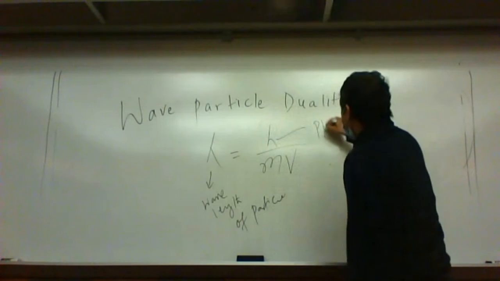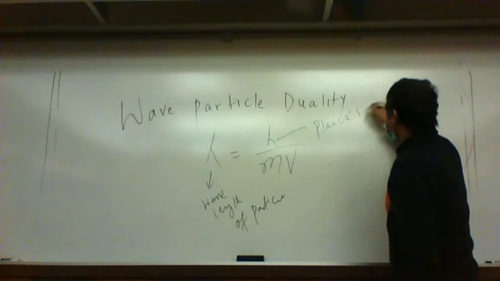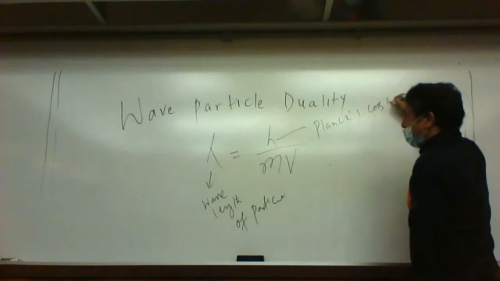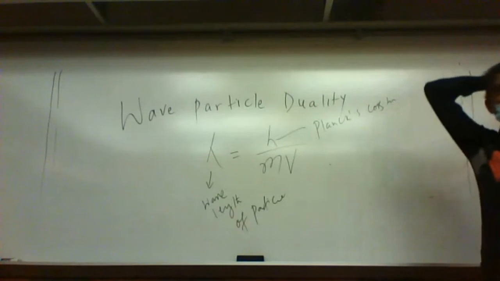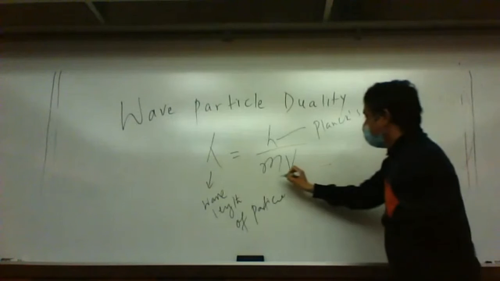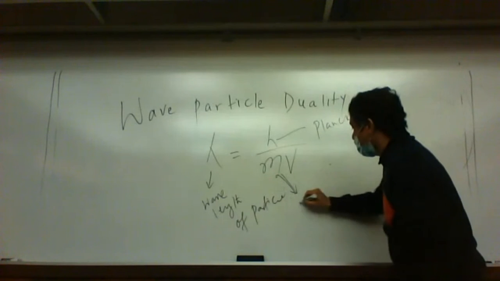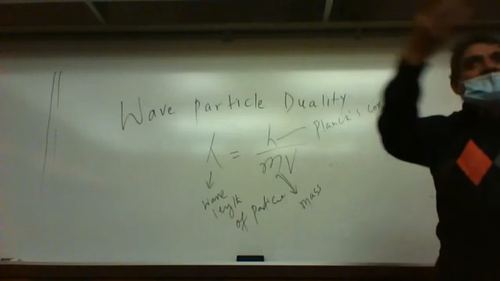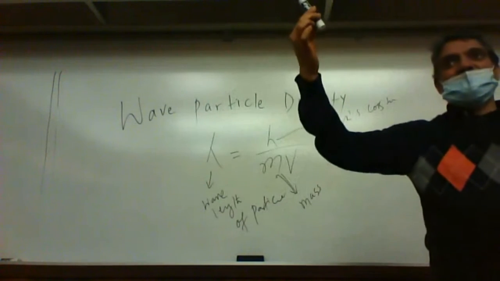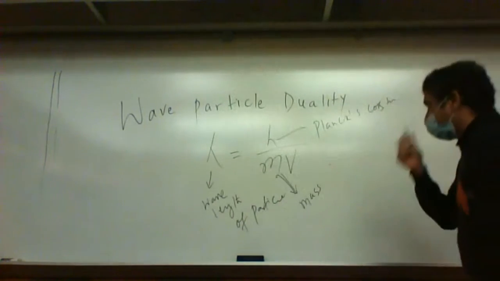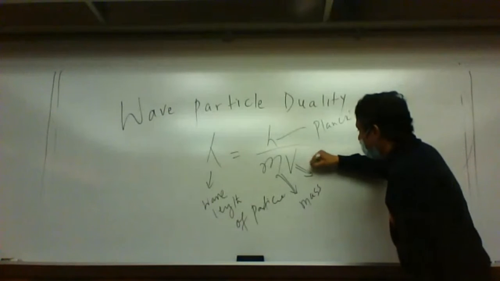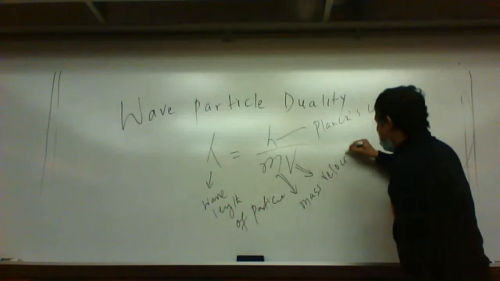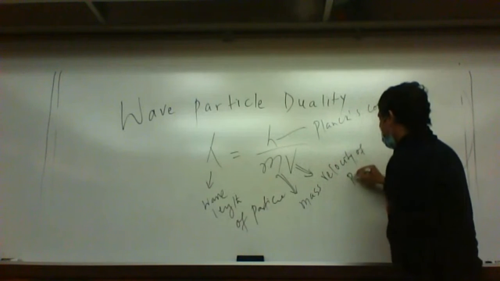And this is the Planck's constant. Planck's constant is 6.6 times 10 to the power minus 34. And this is the mass of that particle, what we are talking about. If we are talking about an electron, this is the mass of the electron. If I am talking about a pen, this is the mass of the pen, right? So mass of that particle, and this is the velocity of the particle.